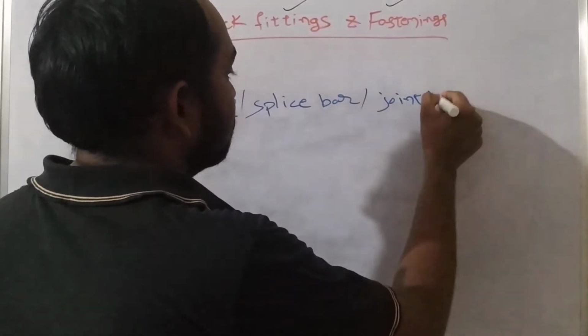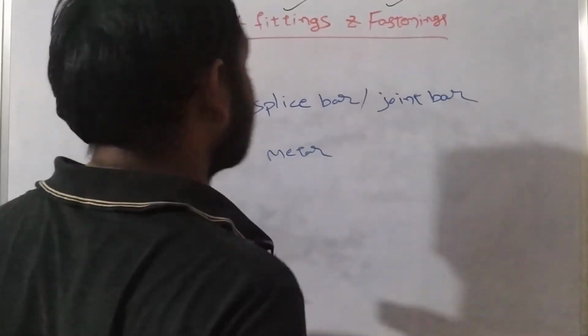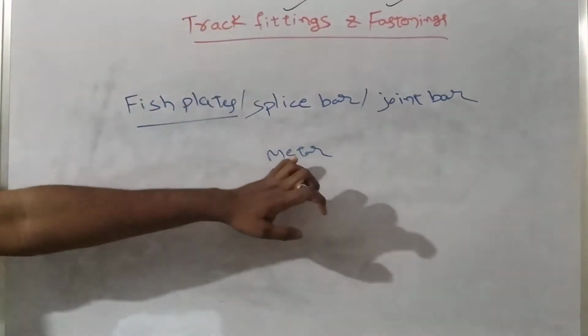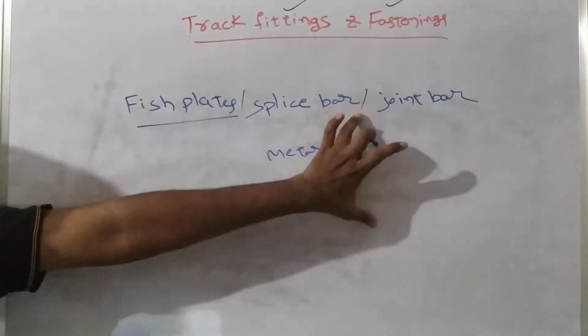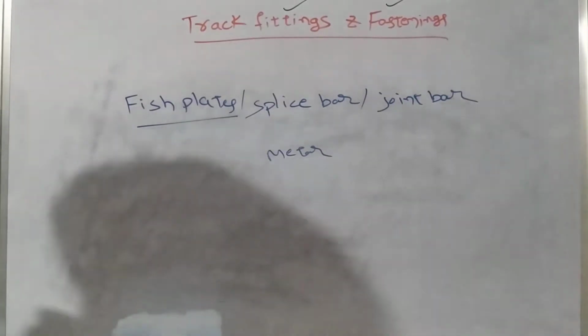Okay, now, all these are metal bars. Generally, they are made up of cast iron or steel, and in most cases we will use steel bars. These fish plates are used to join two rails together in a railway track, maintain the continuity of rails, and allow for expansion and contraction of rail due to temperature difference.